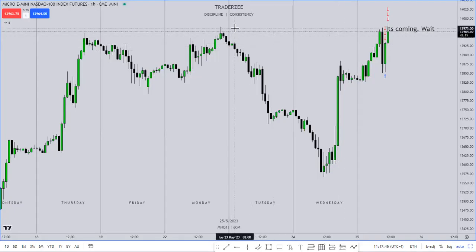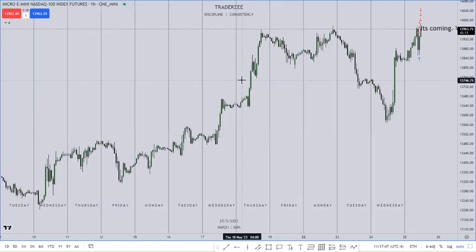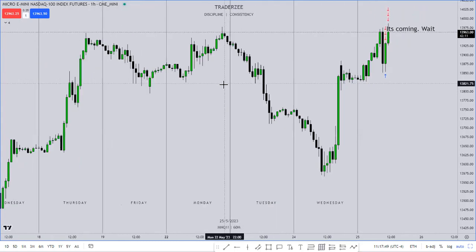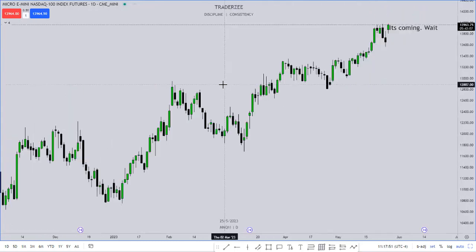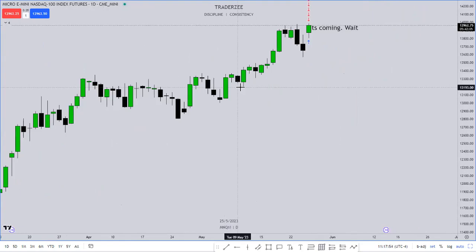On ES, I didn't have a clear level. That's why I didn't trade with the ES. But in Nasdaq, just a second, in Nasdaq I can see liquidity. I cannot see it in ES. Wait a second. I don't have my ES charts right now.